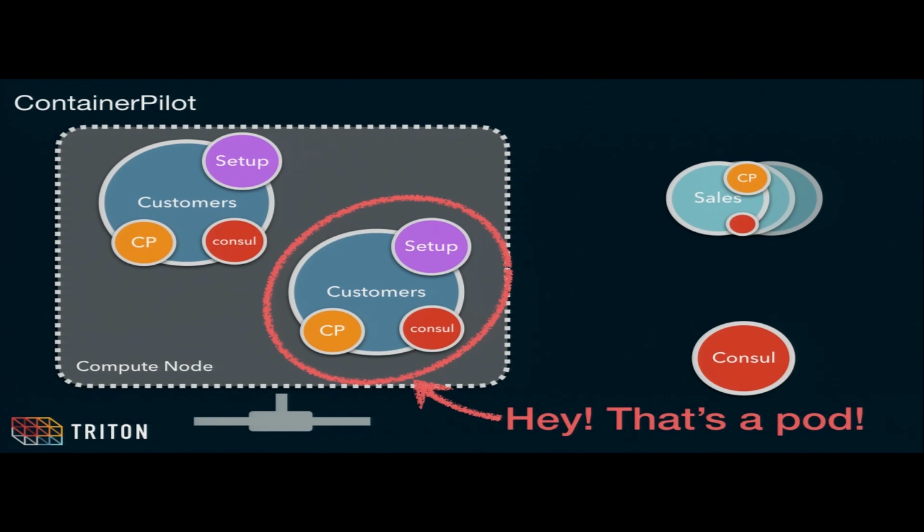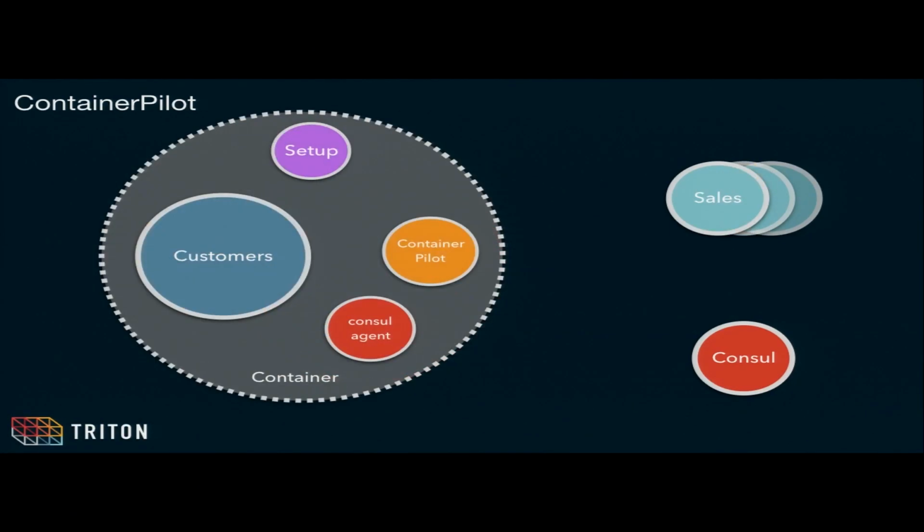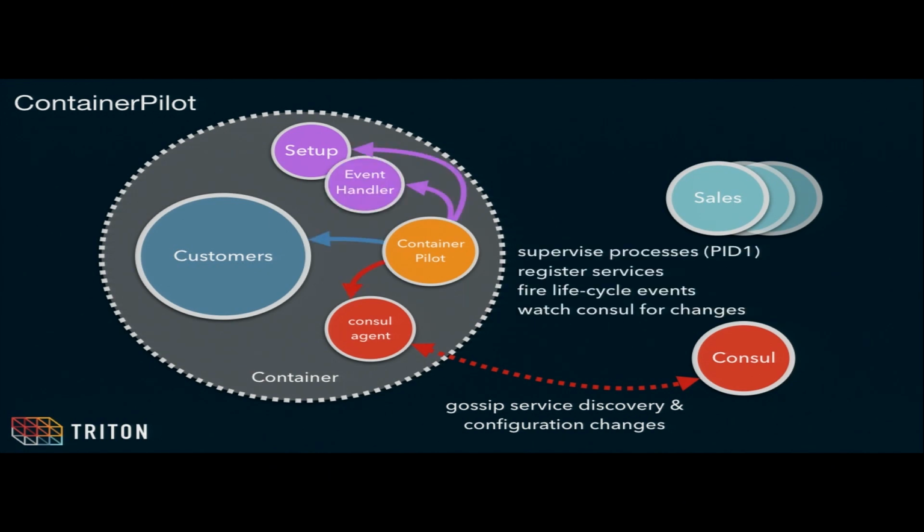So this is our ContainerPilot pod, or Autopilot Pattern pod. Let's get rid of the VM for a sec because we don't need that for the rest of our discussion here. The Consul agent is going to discover service discovery information and configuration data with the Consul servers. ContainerPilot is going to be acting as PID 1 within the container. It's going to register services as they become alive, as they pass health checks, and it's going to fire lifecycle events and watch Consul for changes.